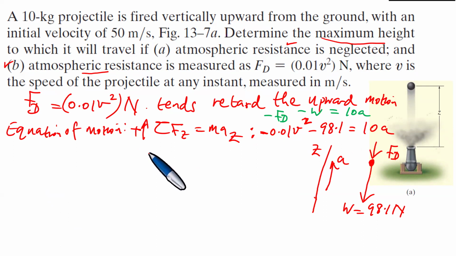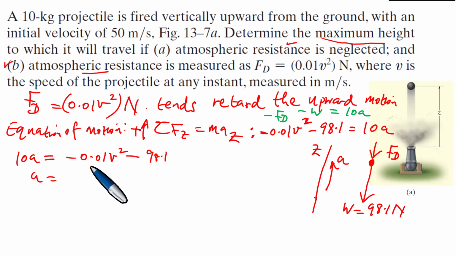But now there's more we can say. Let us make acceleration the subject here. So if we have 10A equals minus 0.01 V squared minus 98.1, you divide through by 10, and you get minus 0.001 V squared minus 9.81, like this.